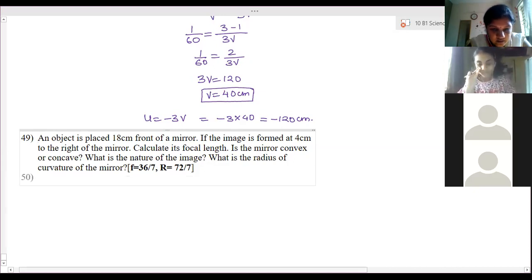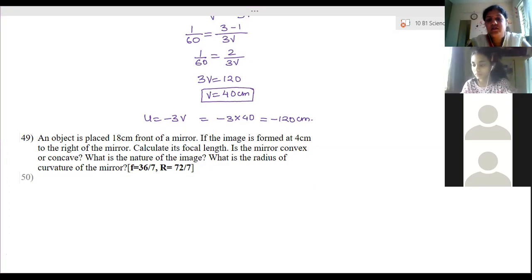Focal length, what did you get? 36/7. Positive or negative? Positive. So positive focal length is for a convex mirror.